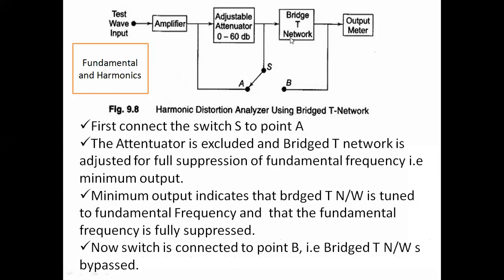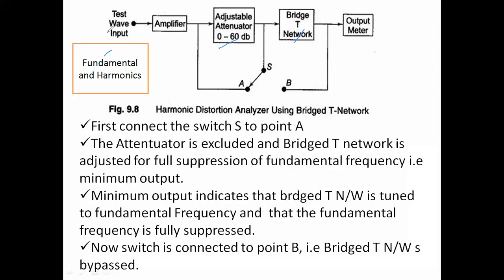We have a bridge network and an adjustable attenuator. Okay, so here we have two types of cases. In the first case, the switch S is connected to point A. So here we will apply the fundamental and harmonic signals.